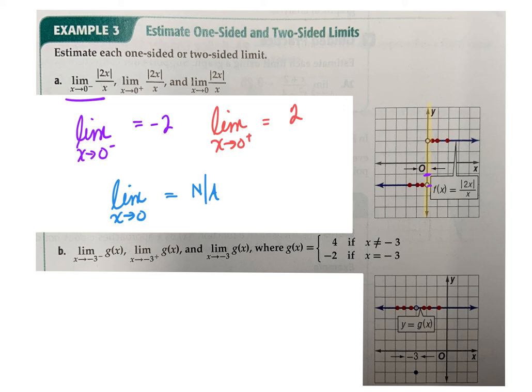Now let's look at this guy. From the left, what's happening from the left? What's my y value here? 4. All right, from the right, it's actually the same number. So your limit from the right is 4, which means your overall limit is actually going to be 4. And you do have an overall limit for that one. All right? Questions on those? Easy enough?